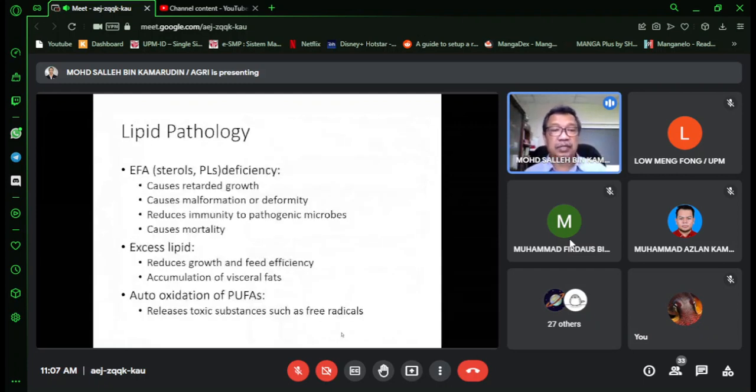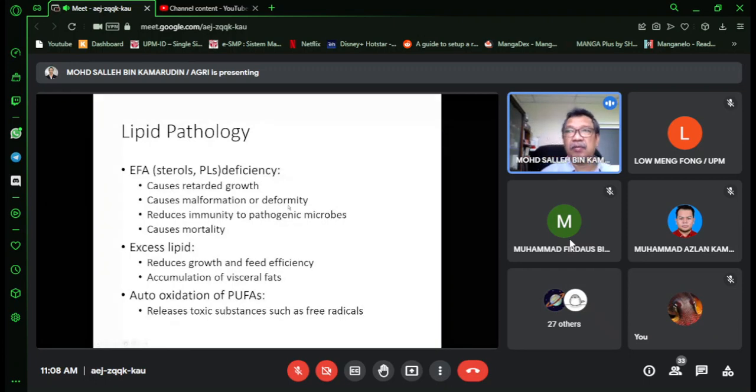Okay, lipid pathology. What happens if there is too much or too little lipid in the diet? What happens to the fish? If there is a deficiency in essential fatty acid, usually the omega-3 or omega-6, there are only about 4 that are essential. If they are deficient, it causes retarded growth. This is quite common. Worse, it also causes malformation and deformity.